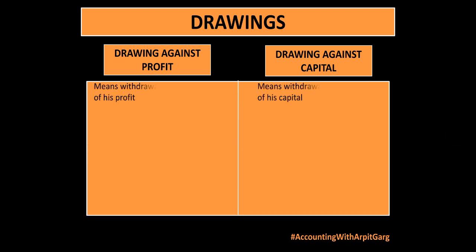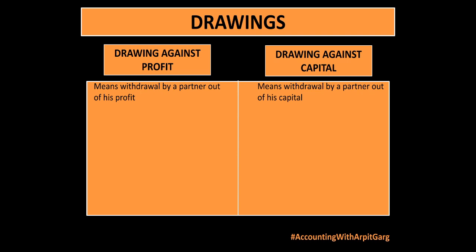Drawing against profit means withdrawal by a partner out of his profit, which means whatever amount he will earn from business and he takes that amount home to maintain his household expense. It is for the profit only that we all work, so we need money for our life, for our livelihood, for our expenses. So when we are taking money from the business for that, that is drawing against profit.